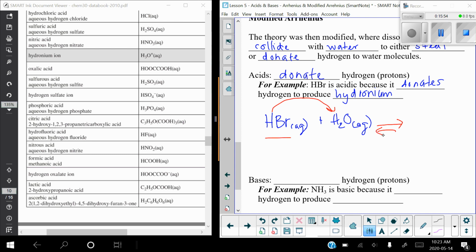And these are all going to be equilibrium reactions, so we will draw the double arrow, and produce hydronium and Br minus. So now there are two ways to see if it's an acid. It produces hydronium and it donates a hydrogen. Okay, so it donates H plus to produce hydronium.